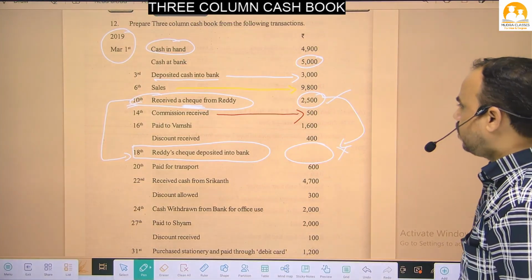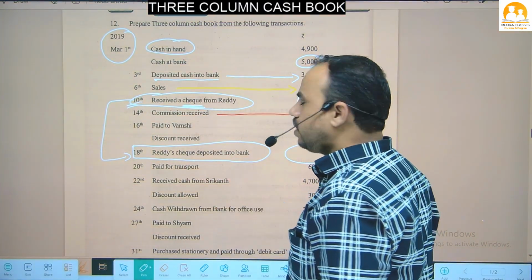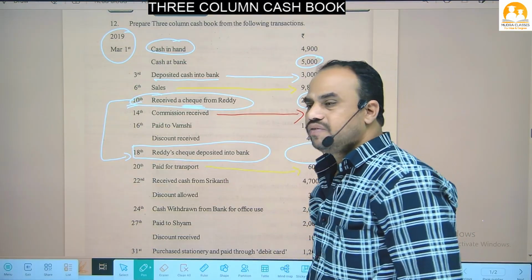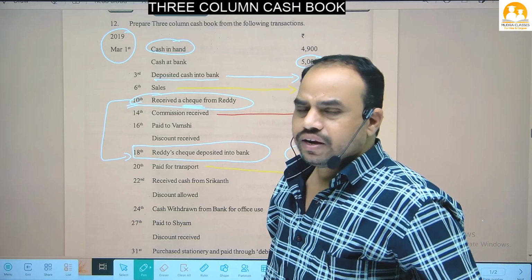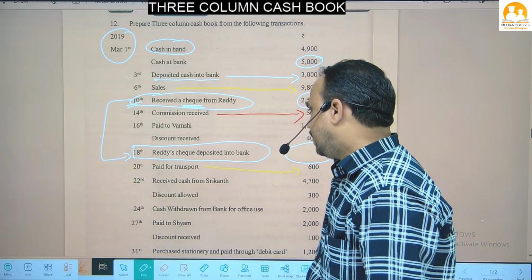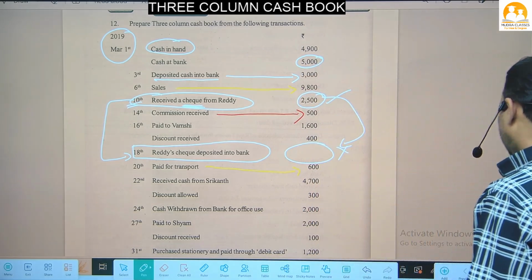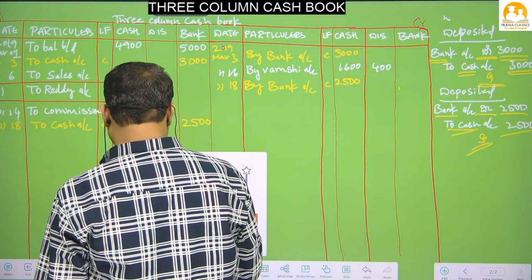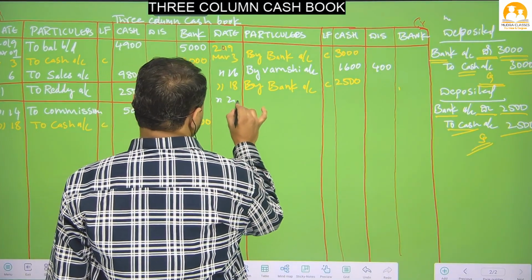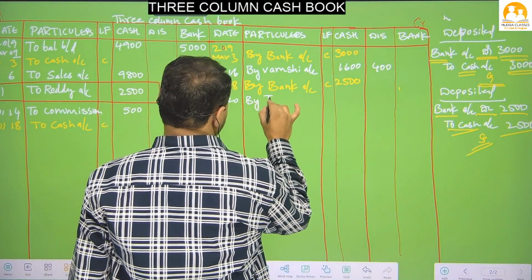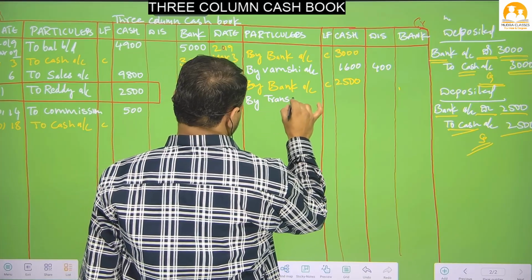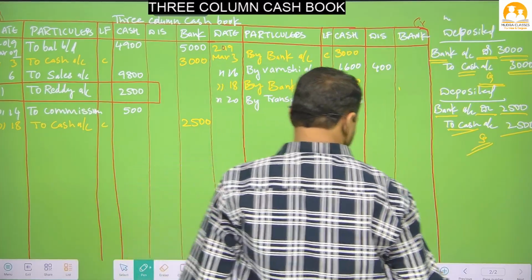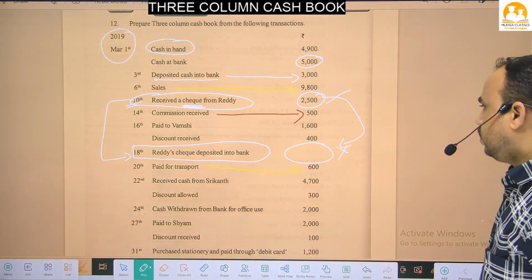Let's see one more one. Paid for transport. What did we pay, Nana? Paid for transport. So the business paid cash for transport. Okay, that means cash is going out from the business. So on the credit side we have to write by transport, date 20, by transport, 100.